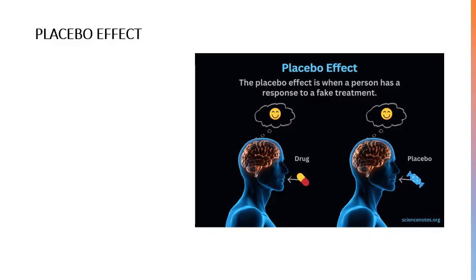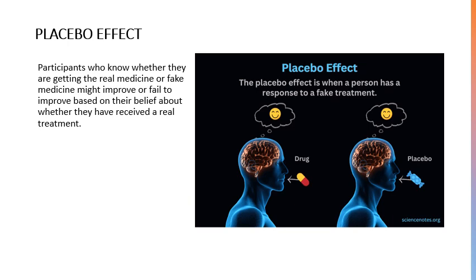So the placebo effect is something that's always of concern to researchers, and it means that a person has a real response to a fake treatment. So in this little image, you can see one person is receiving the real drug and they experience a real improvement, let's say an improvement in mood, if that's what it's supposed to treat. Another group, the people receive a fake medicine that looks like the real medicine, and because they think they might be getting the real medicine, they too feel better.